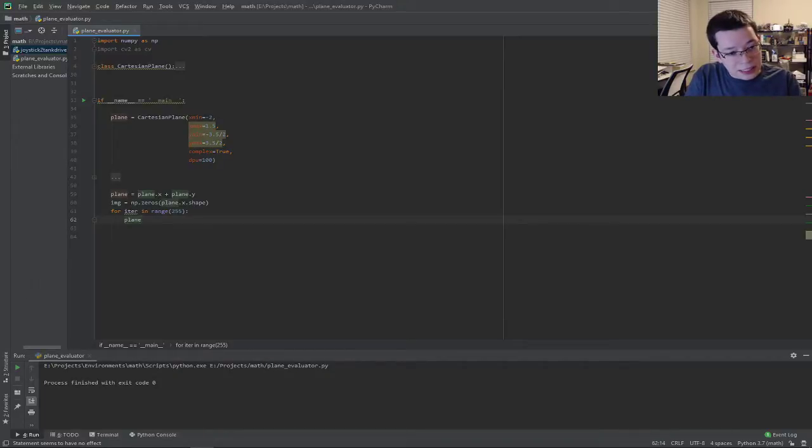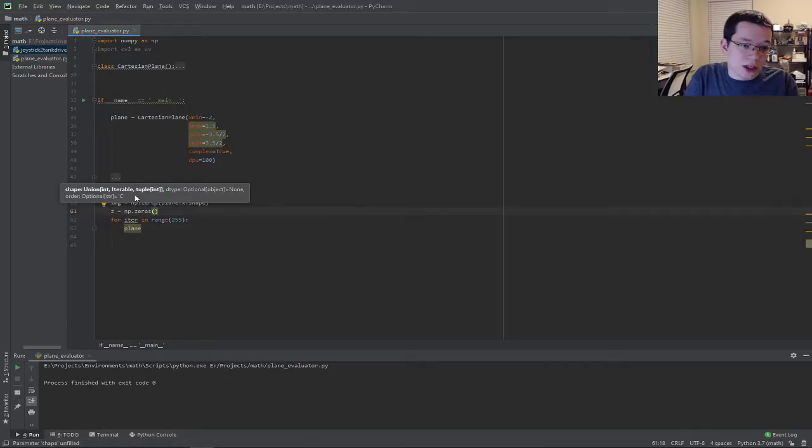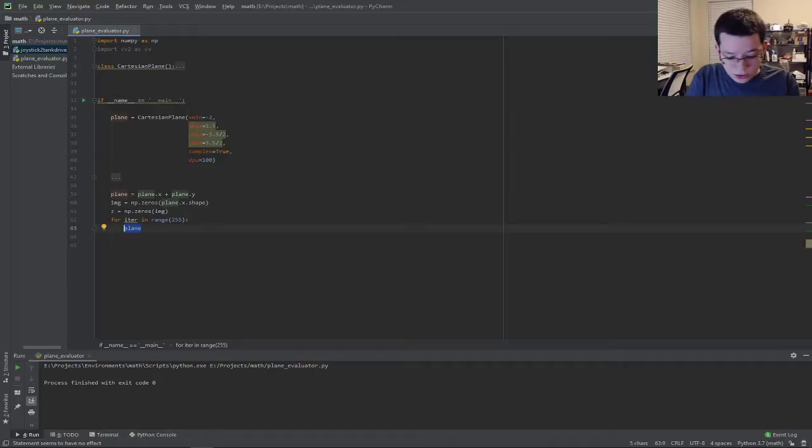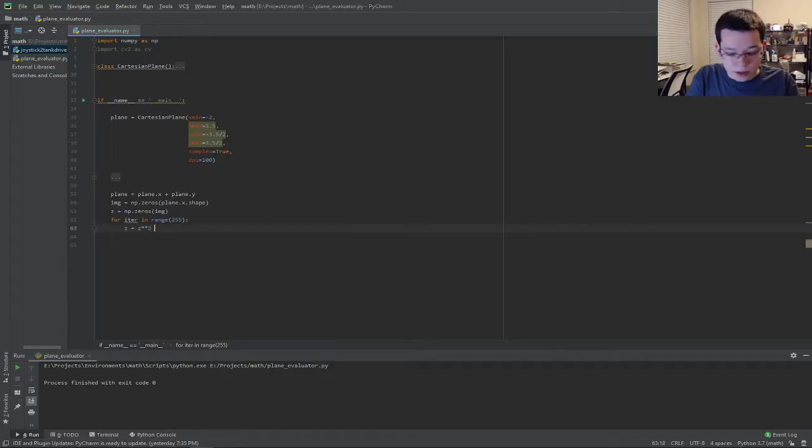So then plane, or I'll create another one called z equals np.zeros in the shape of image. So z, that's z naught, and then the new z is going to be equal to z squared plus plane. And that's going to evaluate for all of the points in my complex plane. So it's equivalent to doing plus C.